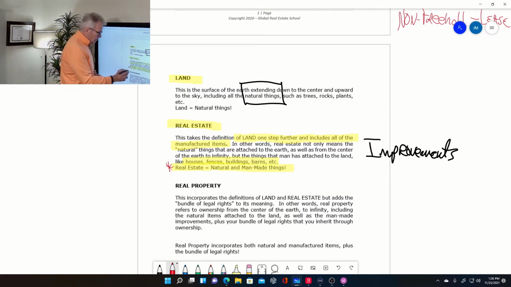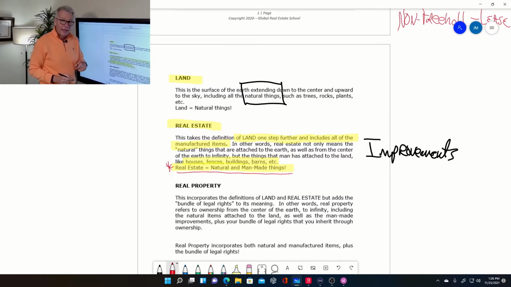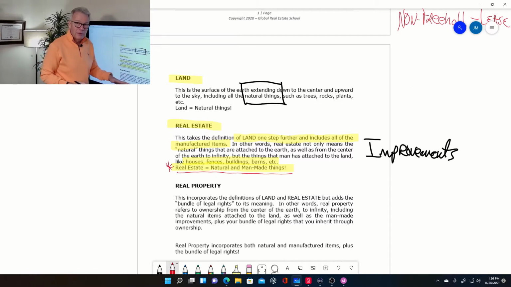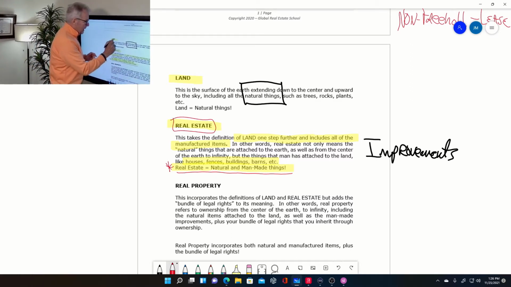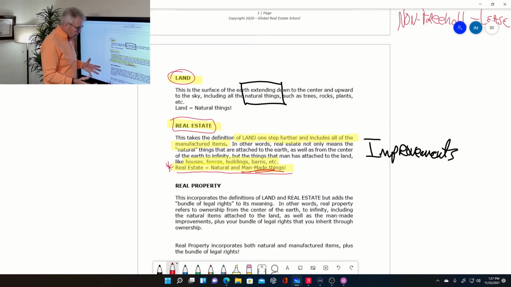But I just want to make sure that you have this highlighted and made note that real estate takes the definition of land. It's land plus the man-made items, the improvements.